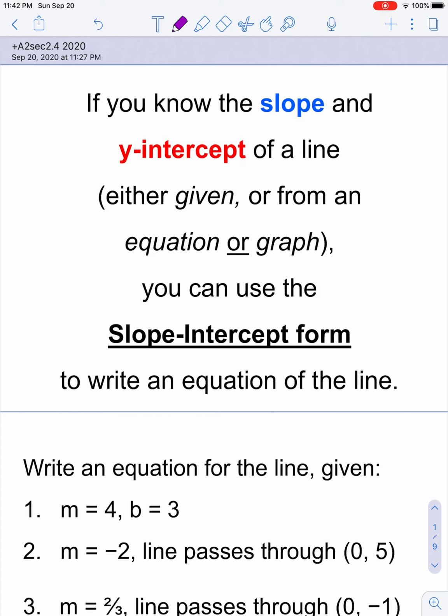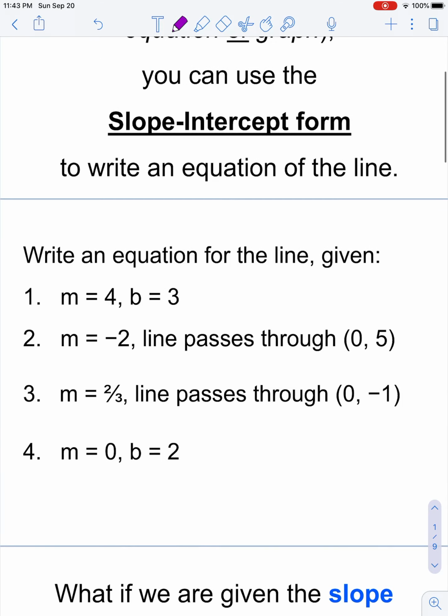If you know the slope and y-intercept of a line, either because it's given or you know it from an equation or a graph, you can use the slope-intercept form to write an equation of a line. For instance, in these next four examples, we are asked to write the equation of a line. In problem 1, we are already given the slope and y-intercept, so we just plug into y equals mx plus b with 4 for the slope and 3 for the y-intercept, and we have the equation of our line.